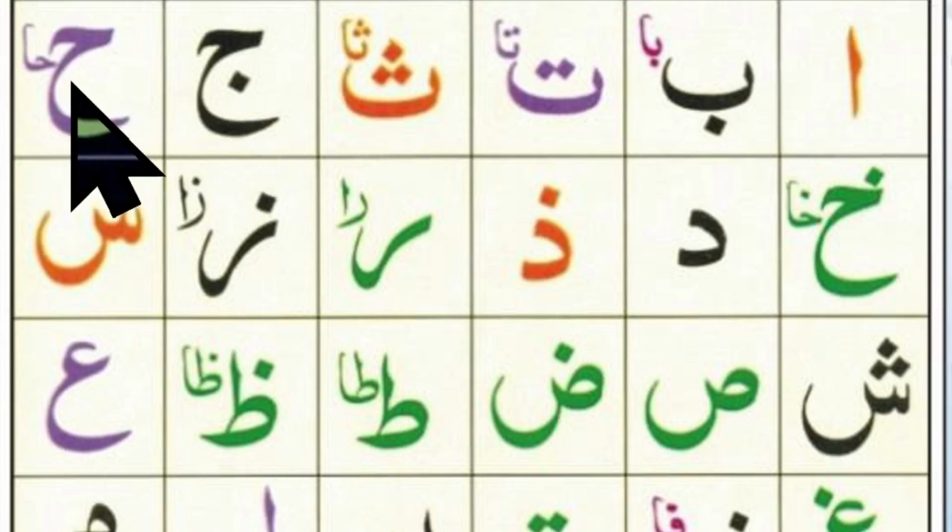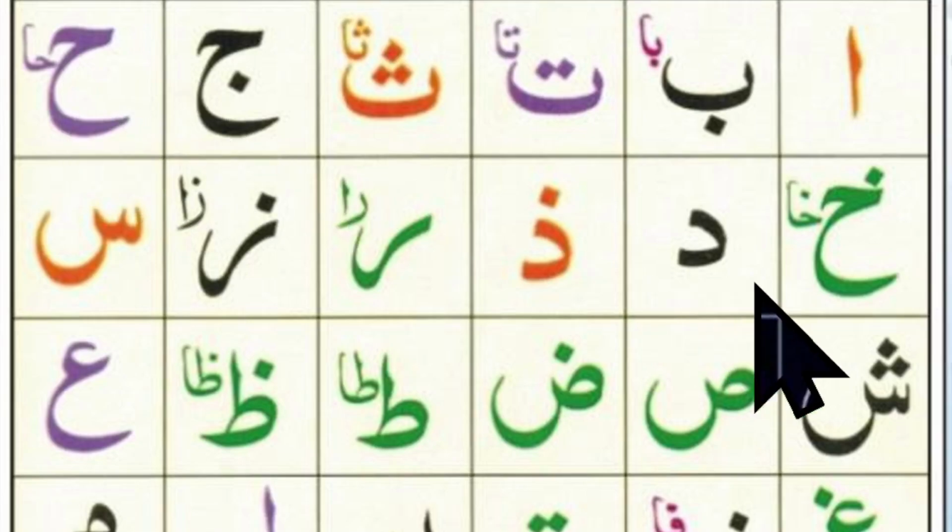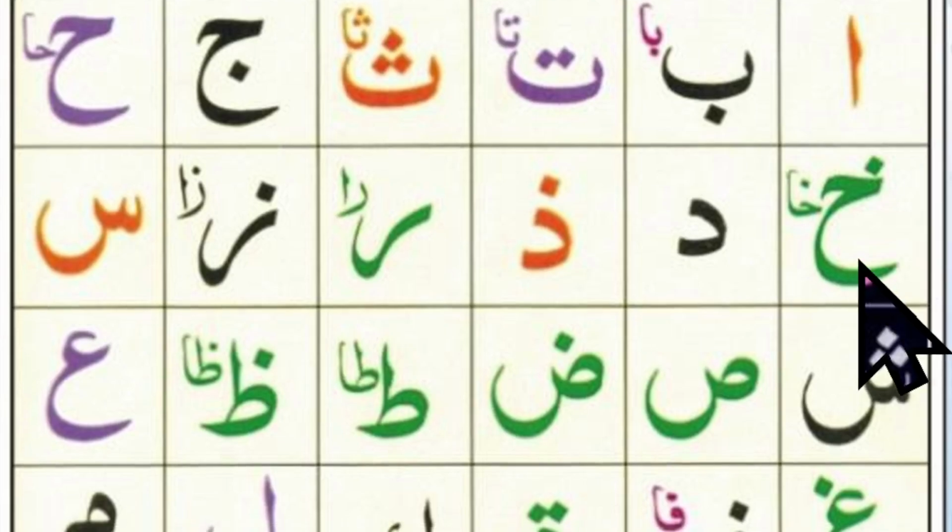Then Ha, Ha, Ha. And then the last of the brothers letters is called Kha, and Kha has a dot on the top. So we will do this one: Kha, Kha, Kha.